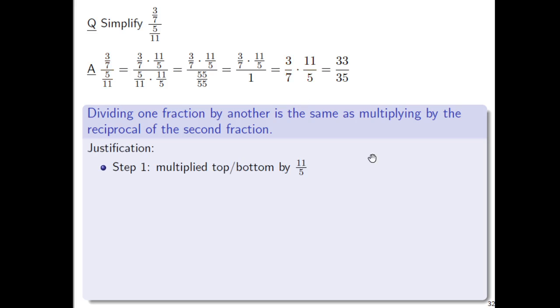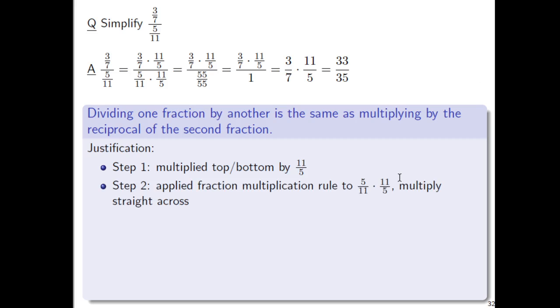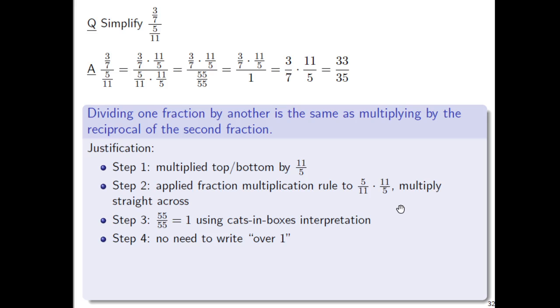So the justification, you see it in this large answer here. Just to clarify, though, it was to multiply. We multiplied the top and bottom by 11/5 in this example. We applied the fraction multiplication rule just in the 5/11 times 11/5, multiplying straight across, we did this cats and boxes interpretation, and then we decided, hey, there was really no need to write the over 1 part.